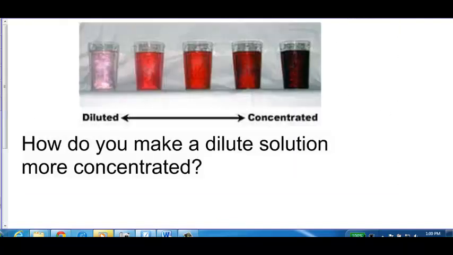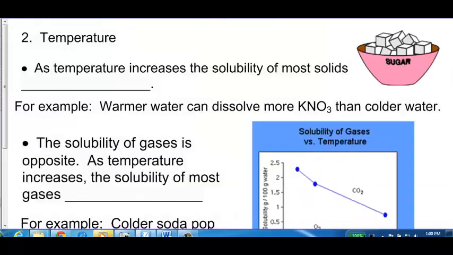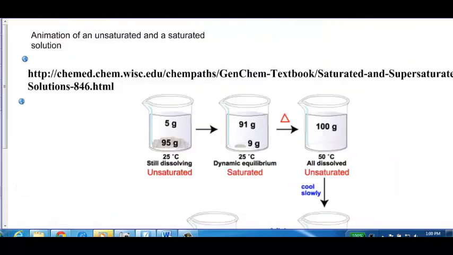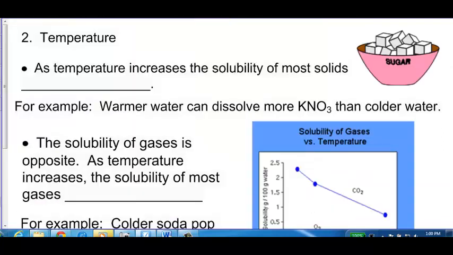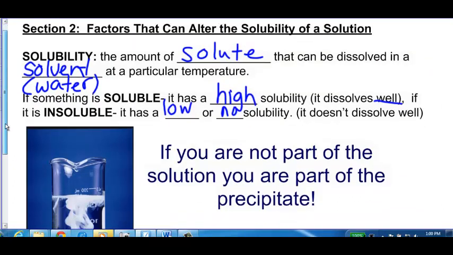There are some other words on page 3 that I want to deal with. There we go. These are factors that affect solubility.